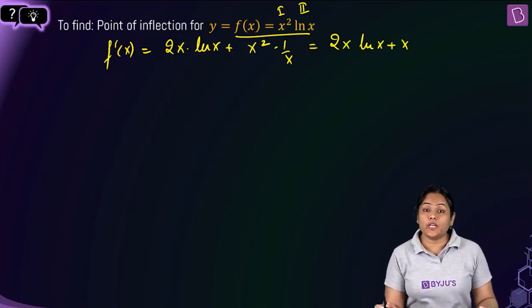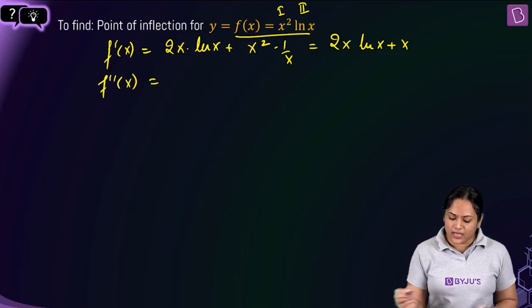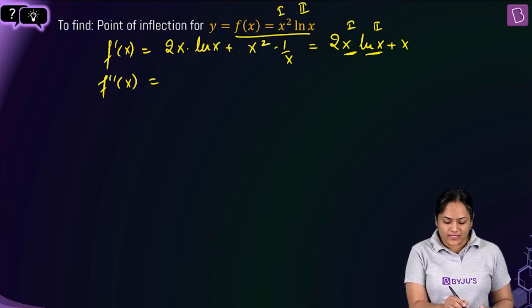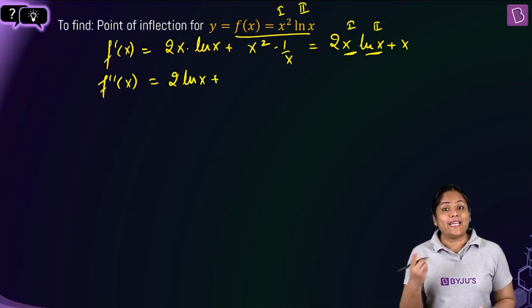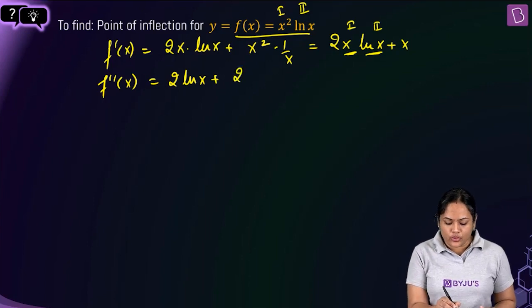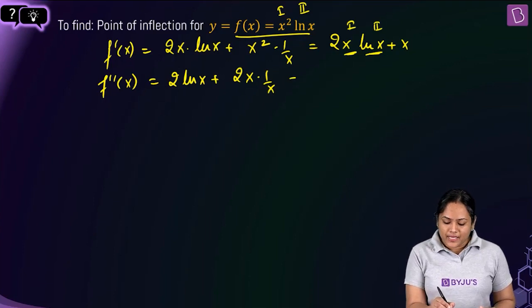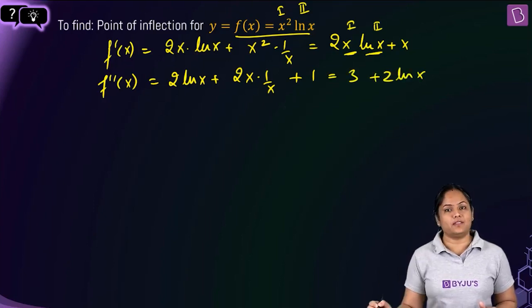Now let me differentiate it once again. So when I do that, I'm going to get f double dash x as, again in 2x and ln x, I'll apply the product rule. So when I differentiate 2x, it's going to become 2 ln x, and when I differentiate ln x, it's going to become 2x multiplied by 1 by x plus x. Well, that derivative is 1. So finally it's going to come out as 3 plus 2 ln x.